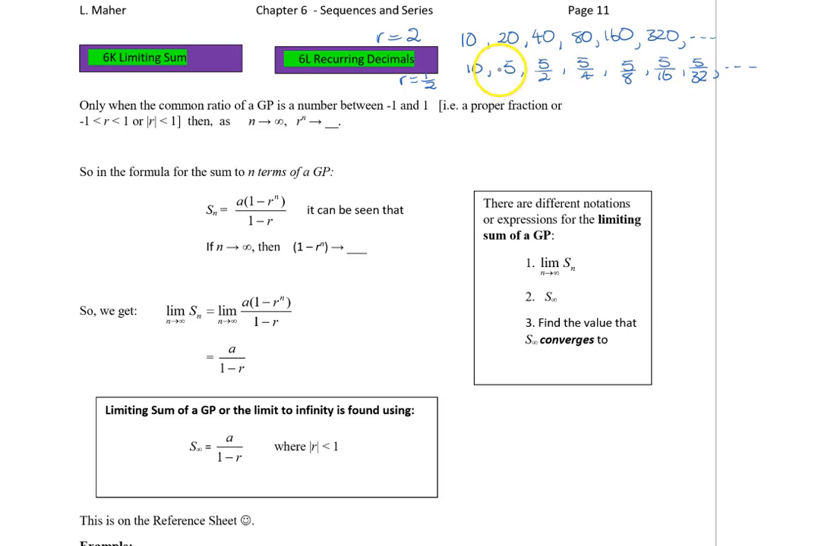Now, you can see that these terms are getting smaller and smaller and smaller. As your denominator gets bigger, your overall value gets smaller. So eventually our terms are so small they're almost insignificant, and we could almost say they were nothing. They were so small it was like adding on nothing. But what would our sum be?